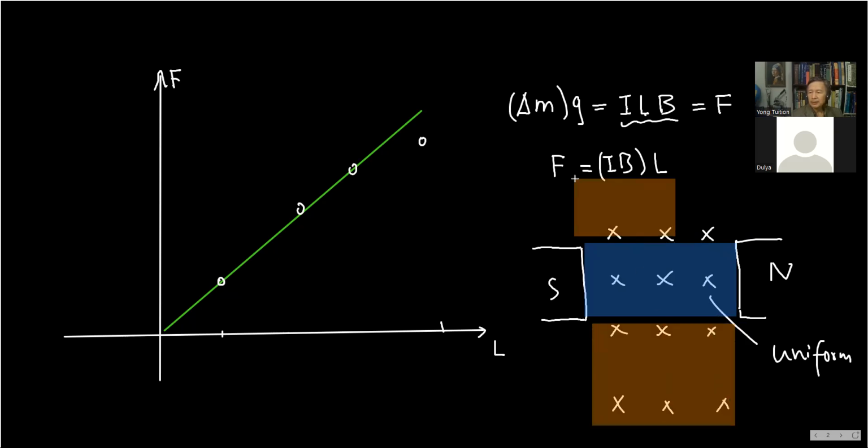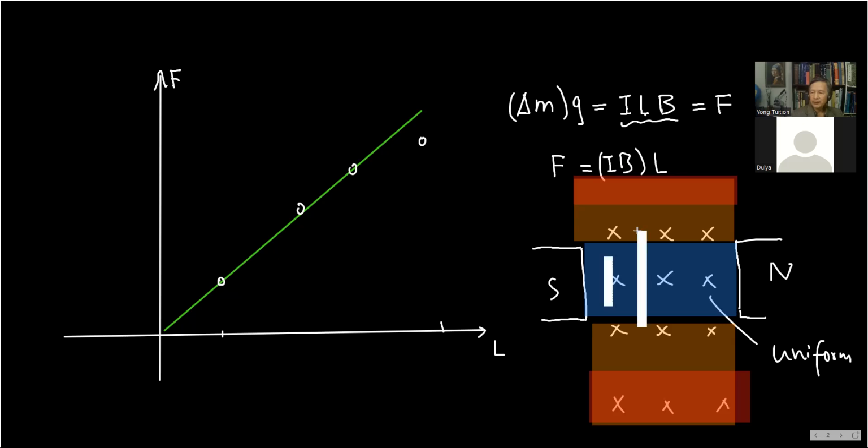So that's something you have to be very careful about. If you move far away, the field becomes more and more non-uniform. So the question is, you have to check with your experiment: if the length is shorter than this region, that's fine. But if the final length is beyond this uniform region, then the force will drop noticeably.